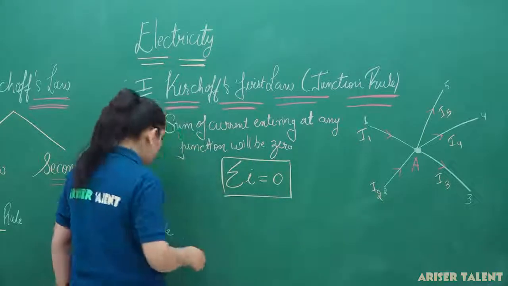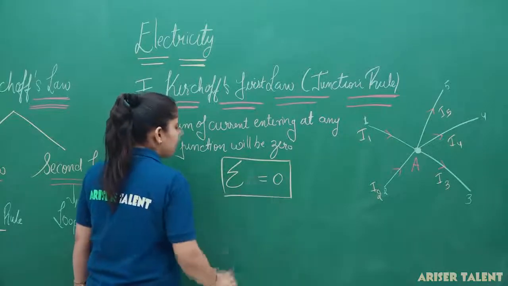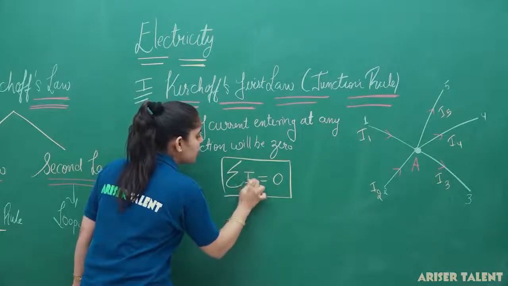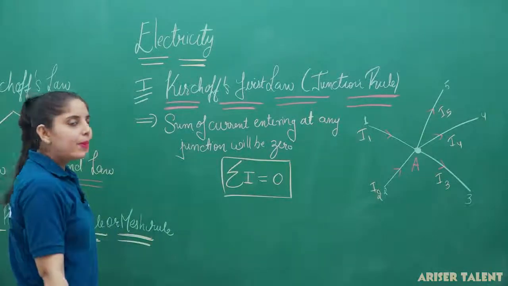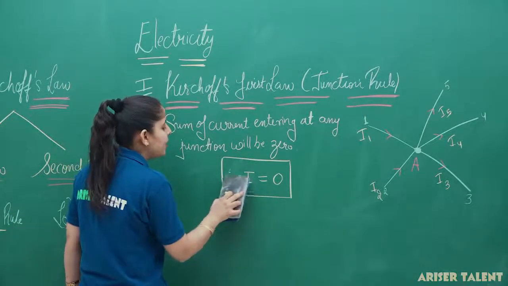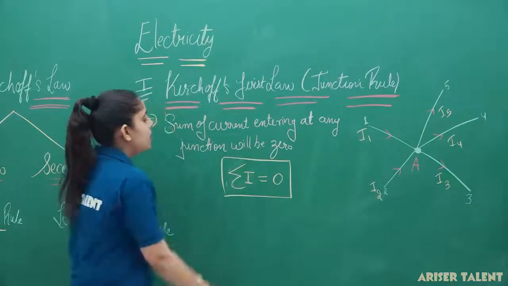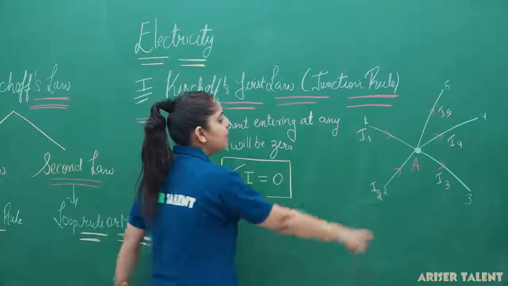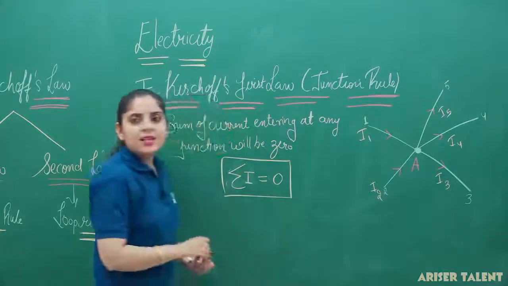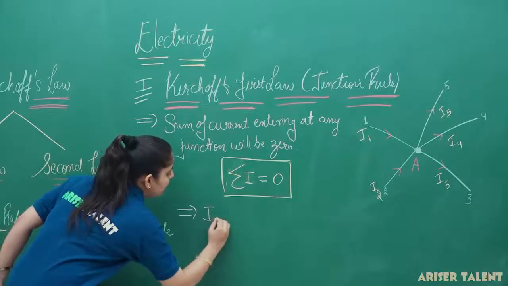Summation I equal to 0, or we can also write it as a capital I because current is denoted by the capital I. So, the summation of capital I will be equal to 0 and states that the sum of the currents at a particular junction will be equal to 0. Now, you can see that at the point A, two currents are entering here. What are the two currents here? I1 plus I2.